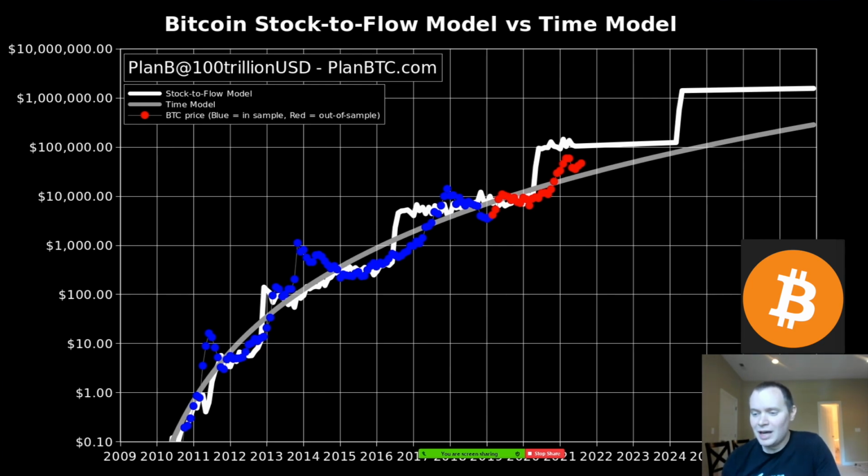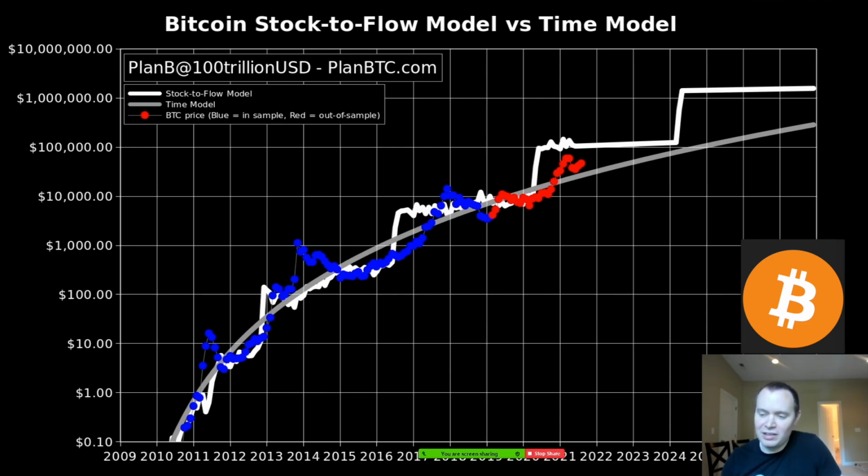I don't expect the lengthening cycle model to hold up for the next 100 years. At some point, I would assume it's going to go into some other type of price action. I'm not claiming that for every halving for the next 100 years we're going to have a slightly longer cycle. I'm just saying that's what we see now.